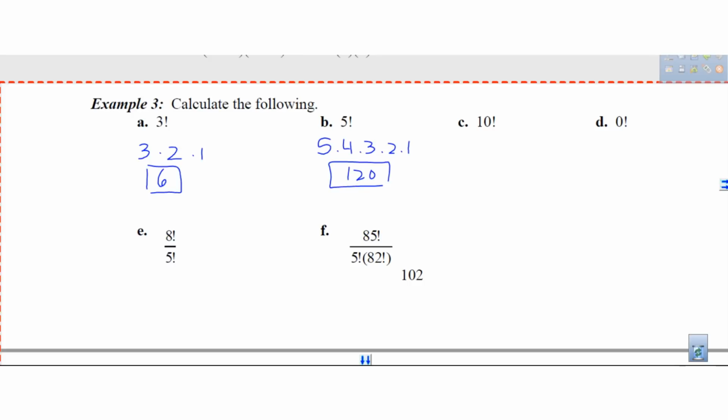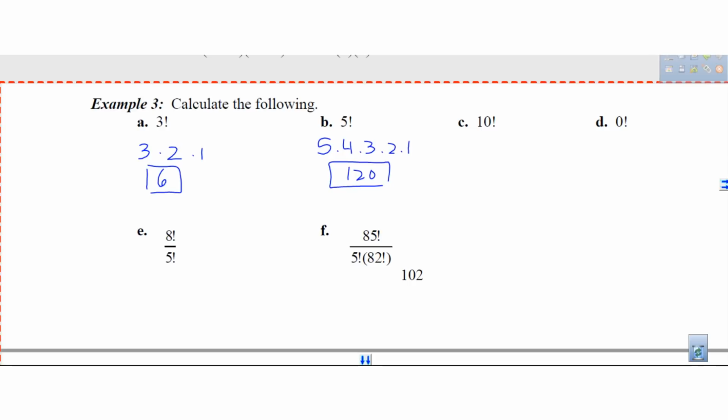Grab your calculator, and I want you to hit 5. Then up at the top left corner, go 1 to the right and go 1 down. See that PRB button? Hit that. Then go right, enter, enter. There's your 120.